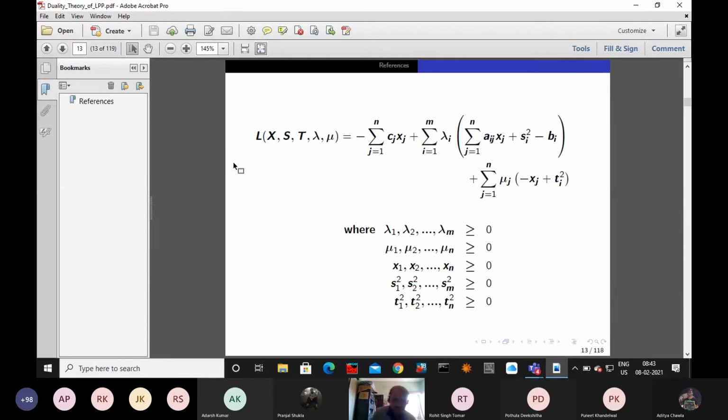The x1, x2, xn, as you know, are the primal variables. And these lambda 1, lambda 2, lambda m will be the dual variables we have to establish. And we have the slack variables like s1 square, s2 square, sm square, which are non-negative. Then also the slack variables t1 square, t2 square, tn square, which are non-negative. So there are 5 sets of variables: lambda, mu, x, s square, and t square. We can count how many there are altogether, because it is required when you go for the derivatives.